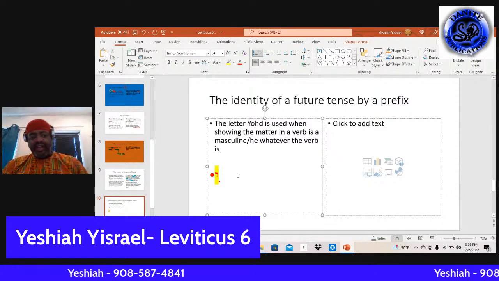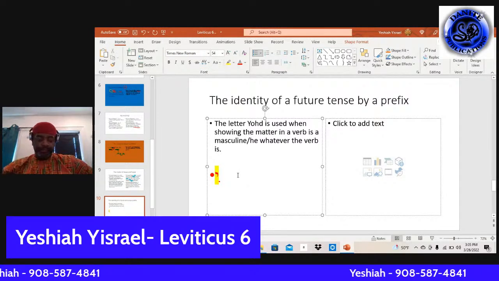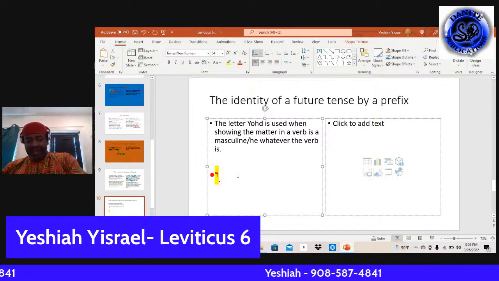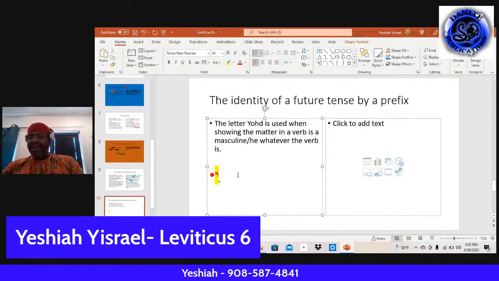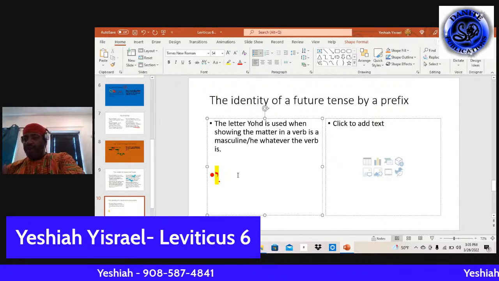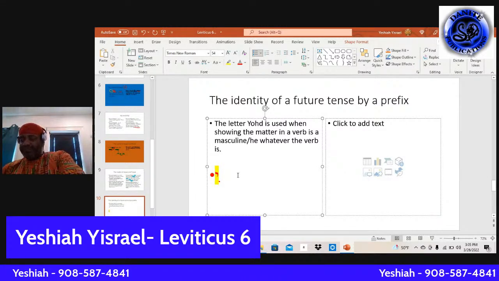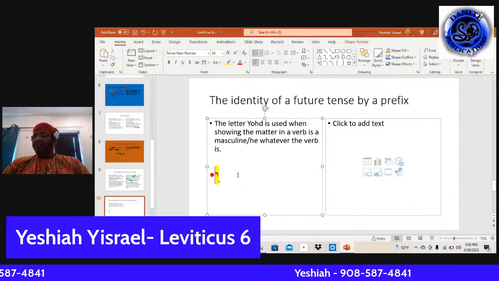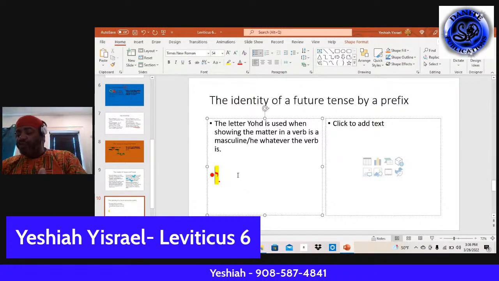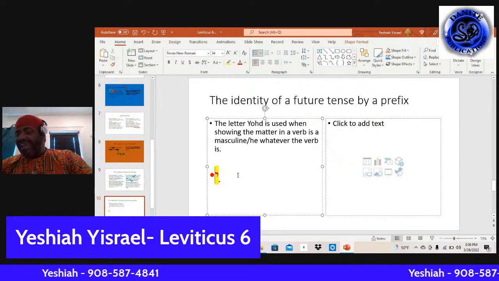This letter you see there, yod, right? That is what we're talking about. When that letter is in the beginning of a verb shown as a prefix, it means he, whatever. So abad means en route to work. So then you would have it to where it will be ya'abod, he will work.